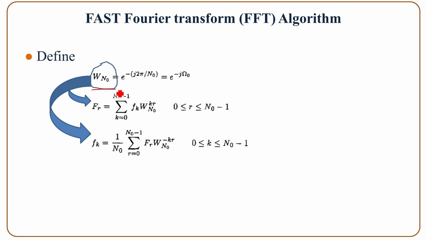So if we define W N0 using the exponential e to the negative j 2 pi divided by N0, and it is equal to e to the negative j omega0, the pair of the Fourier transform becomes this. And the exponential becomes W N0 to the kr power, and W N0 to the negative kr.